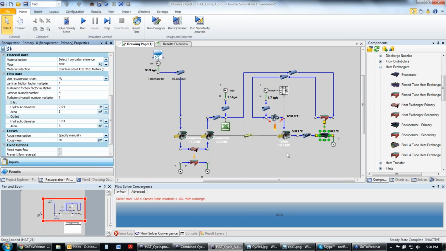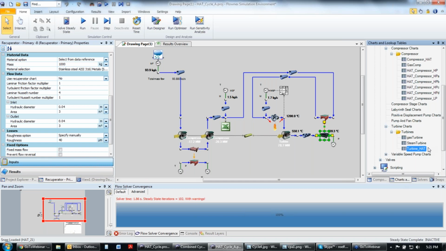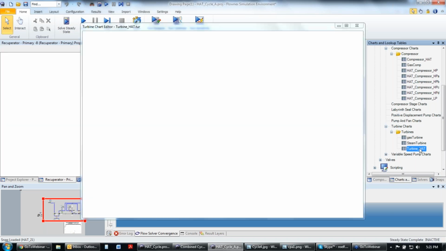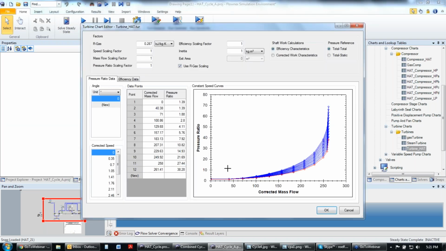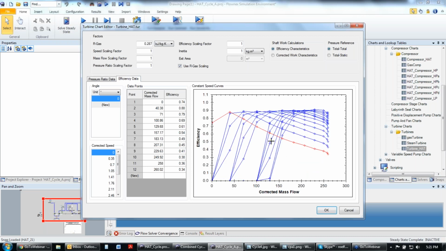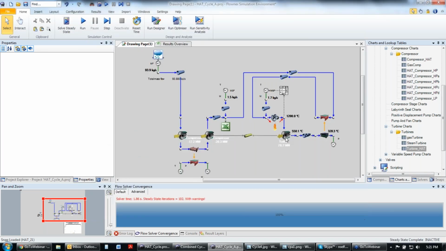In terms of the compressors and the turbines, we use maps in the background. I'm quickly going to go to, say for instance, the turbine. And here you'll see this is the turbine performance map. So we'll have the pressure flow map and then also the efficiency data. And the turbine, and the same with the compressor as well, will then function according to those maps.